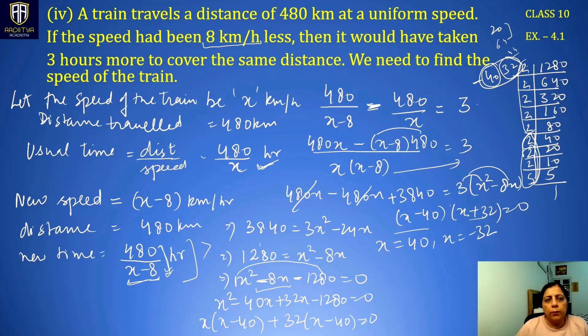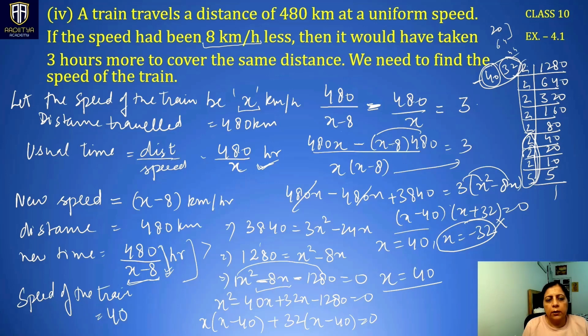See, here x is what we have taken as the speed of the train, so this cannot be negative. So the speed of the train is 40, right? So the answer to this question is that the usual speed of the train is 40 kilometer per hour.